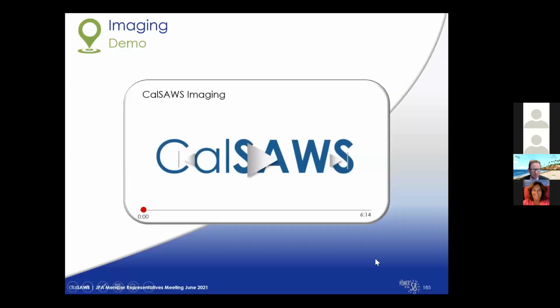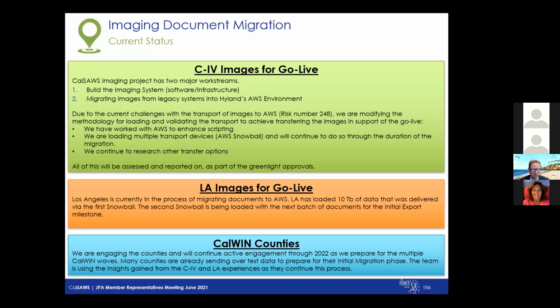So, hi everyone, I am John Dre and I'm the delivery lead for the CalSAWS Imaging and Contact Center Solutions. As we're bringing back up the slide deck, we're going to cover a few different topics here. The first one is a quick update on doc migration and where we're at with the overall imaging project. Then the next update will go into some of our performance testing results and how we're doing on that front. This first item we'll start with is the C4 images for Go Live.